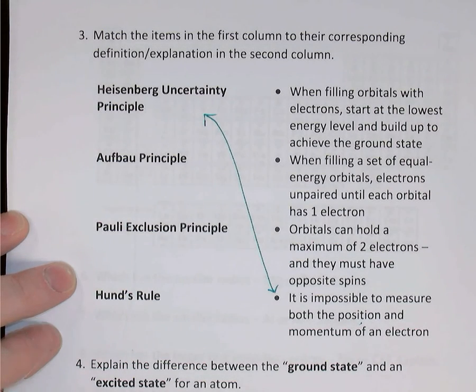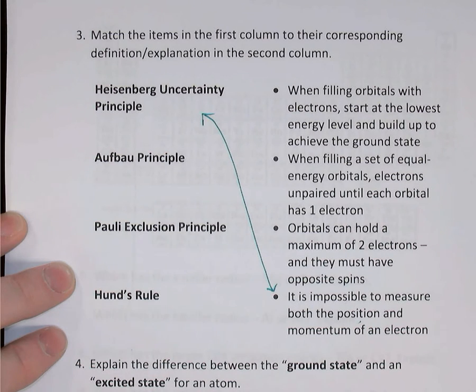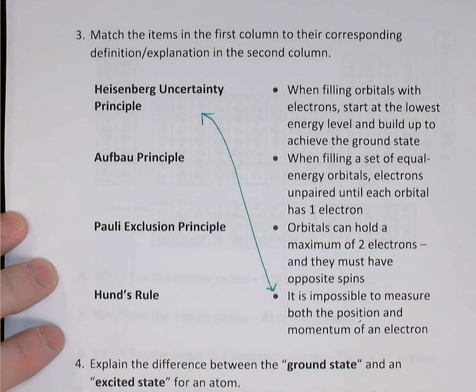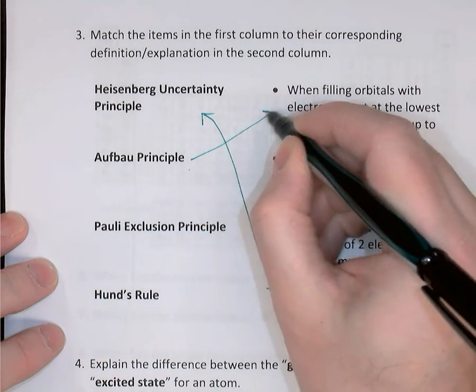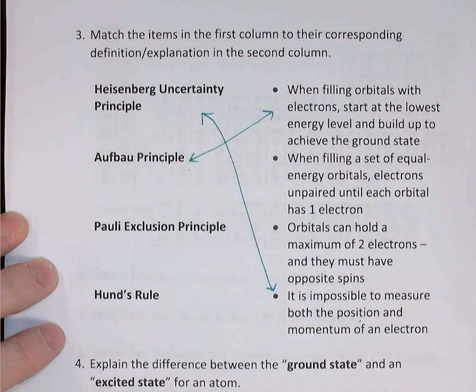The Aufbau principle, this is used whenever you draw a Bohr diagram in grade 11 chemistry, or when we draw orbital diagrams and electron configurations. We always start at the lowest energy level, fill it, and then move to the next level, fill it, and move to the next highest level. So we're always starting at the lowest energy levels and building up. So that's the Aufbau principle.